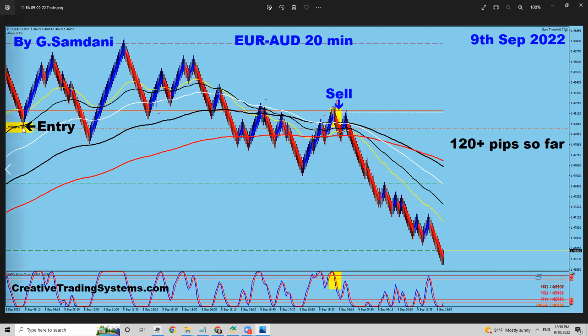Not this one, sorry. This is what I'm showing you, the long one behind that on the 8th, right? They went up and it started wobbling, and then I was expecting Aussie to get strong, and it did. And here's a nice, beautiful short setup. I took it, 120 pip. So far, maybe around 10, 11 trades, but very nice and clean trades.